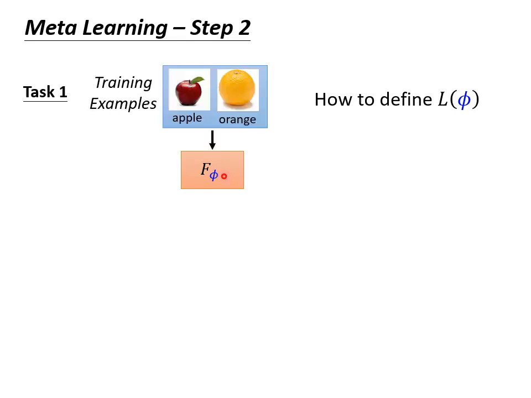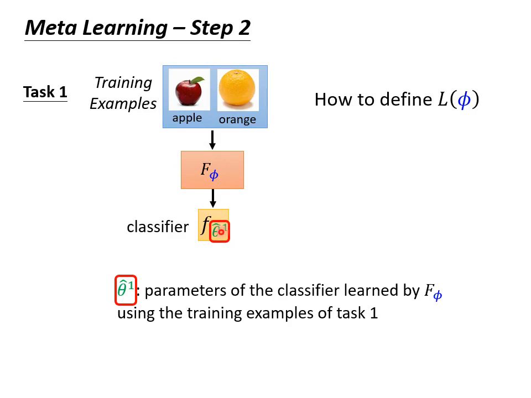Given phi, or given F phi, a learning algorithm, this learning algorithm can take the training examples of a task as input and output a classifier. This classifier is denoted as f theta hat 1 here. Theta hat 1 is the parameter of the classifier. The hat means this is the parameter learned by F phi. And 1 here means it is learned from the training examples of task 1.